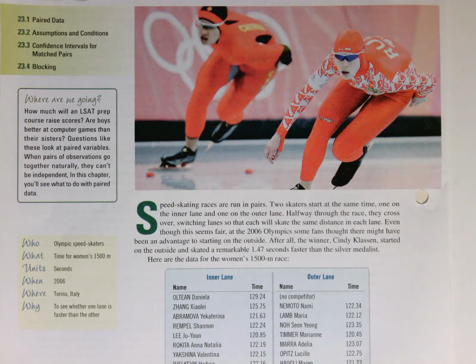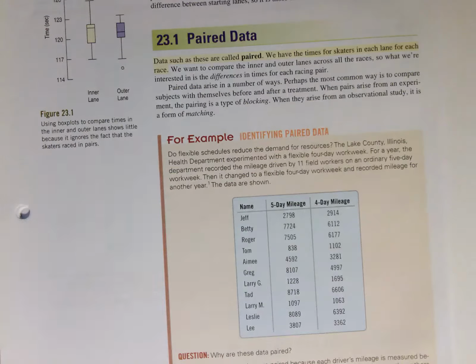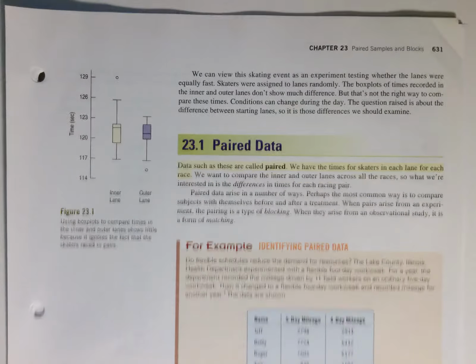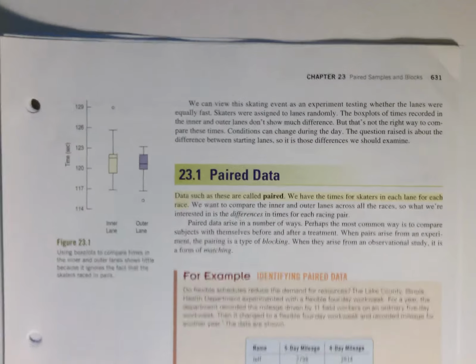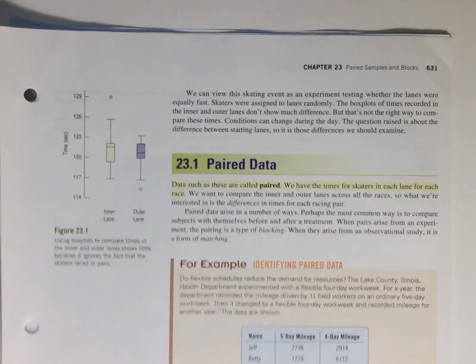outer lane racers for speed skating. In this situation, those pairs actually mean you really have only one set of data because they are paired, and we could be looking at the differences. And in a nutshell, that's what's going on in this chapter. Pairing isn't the problem, as they say, it's an opportunity.